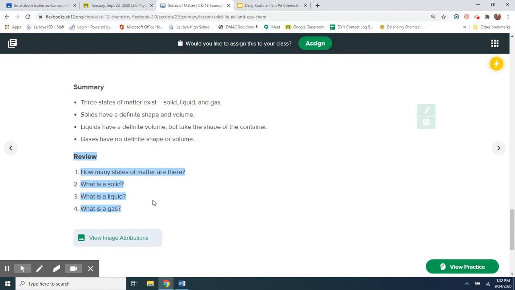Okay. You have these 4 review questions to do. They're due today at midnight. How many states of matter are there? We talked about that. What is a solid? What is a liquid? And what is a gas? All of those are extremely easy questions. Make sure you get them in as soon as you can.